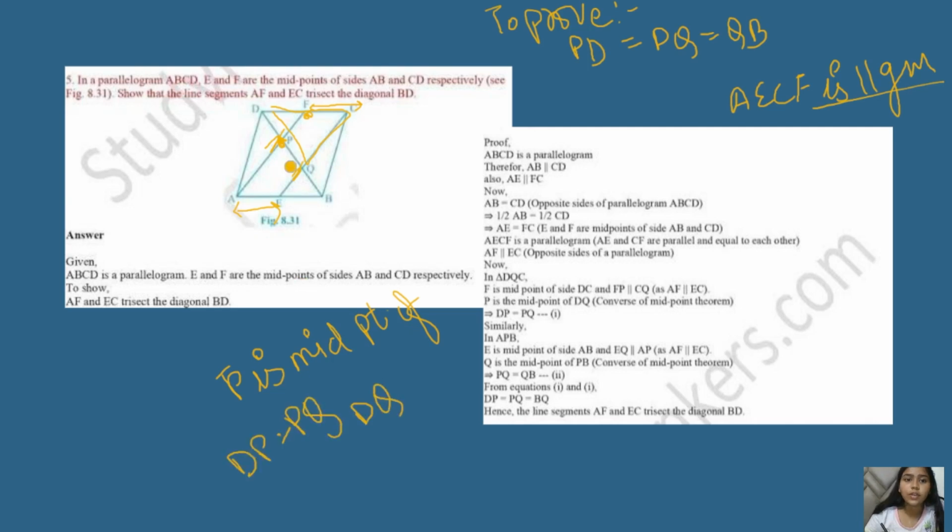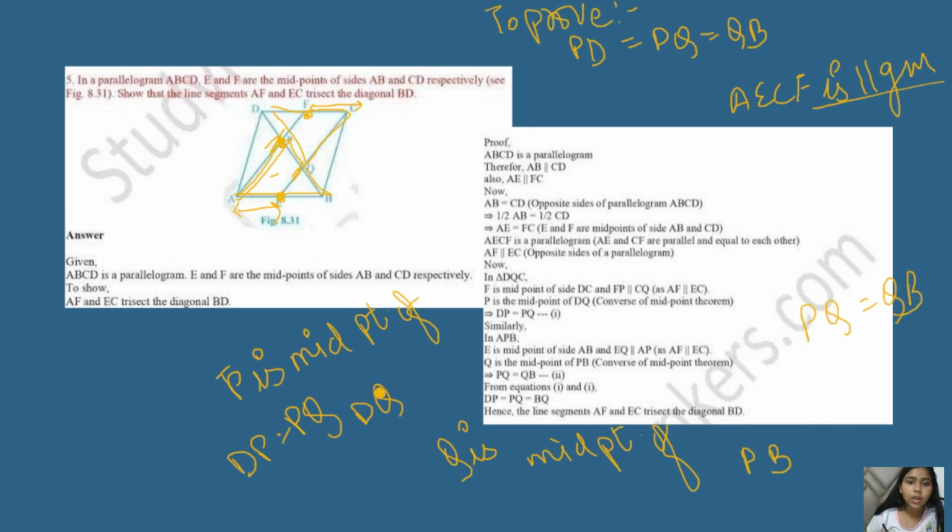Similarly, we can take this triangle. In this particular triangle, E is the midpoint, and since this is parallel to this, Q will be the midpoint of this PB, right? So PQ will also be equal to QB.